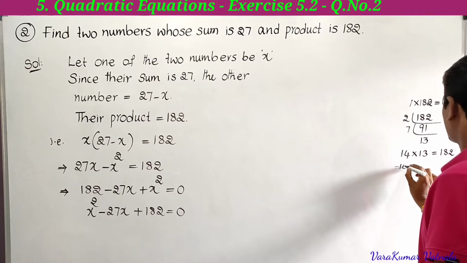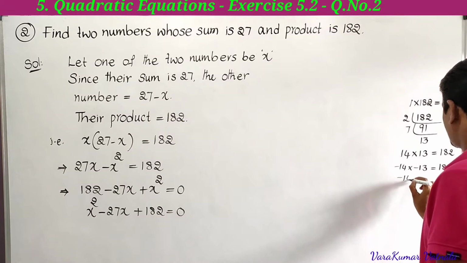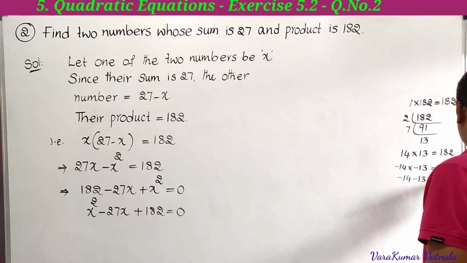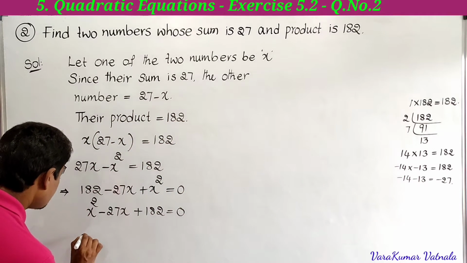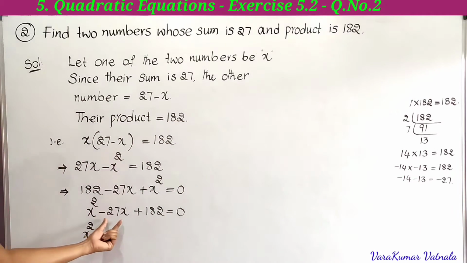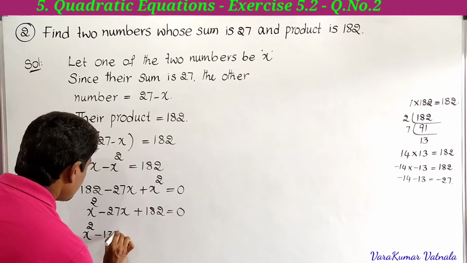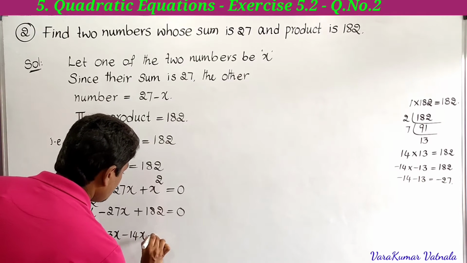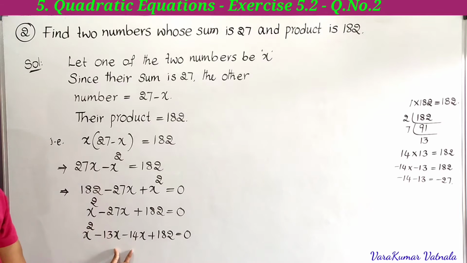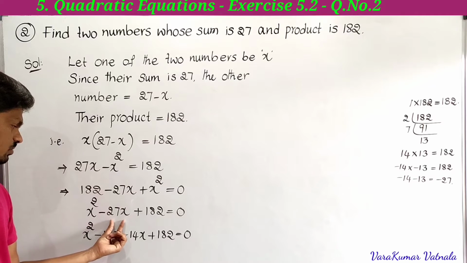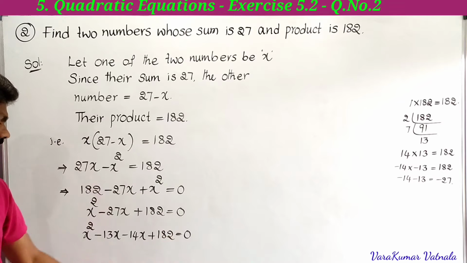But here we require negative. So we take minus 14 into minus 13 is equal to plus 182, and minus 14 plus minus 13 is equal to minus 27. So these two are the factors. How can we write? Write the first term x square as usual, but this minus 27x we write as minus 13x minus 14x, plus 182 as usual is equal to 0. So we split the middle term.